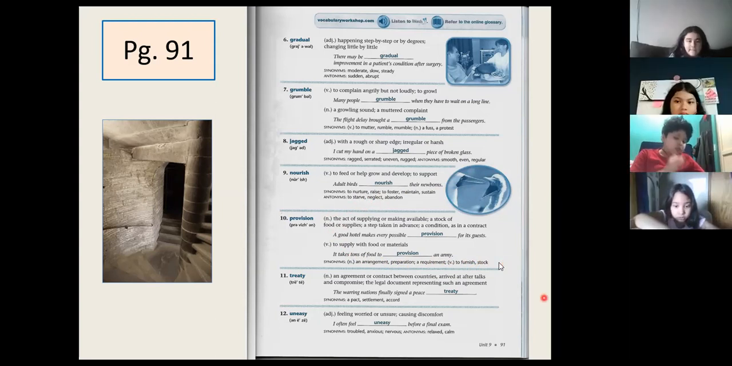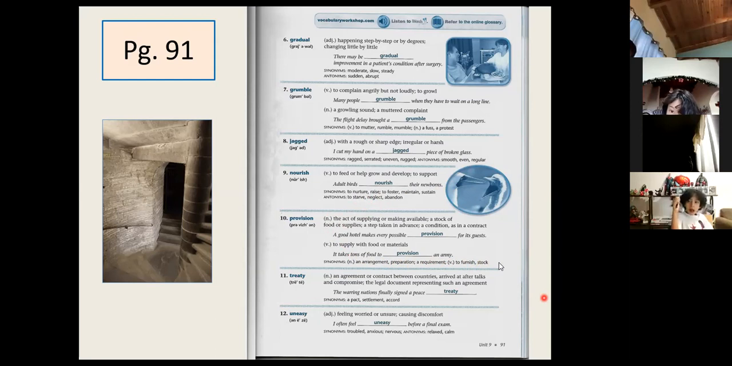That's right, provision. When you go to the supermarket, you can buy some provisions. If you are going to travel to another place and you ask your neighbor to keep your dog, you have to leave provisions for your dog also, some food, maybe some clothes for that. So you leave provisions. Treaty, what is treaty, class?